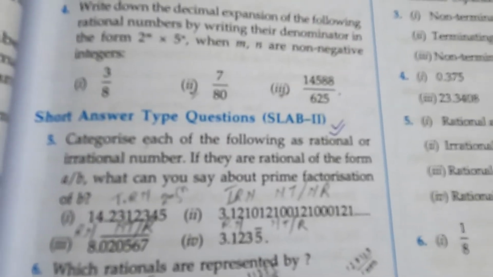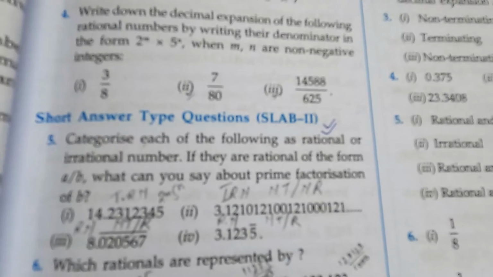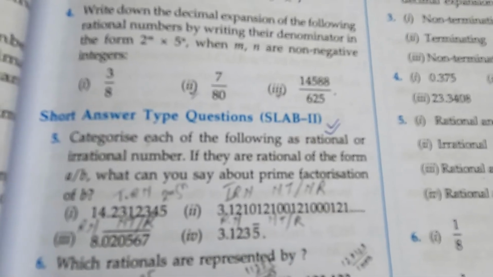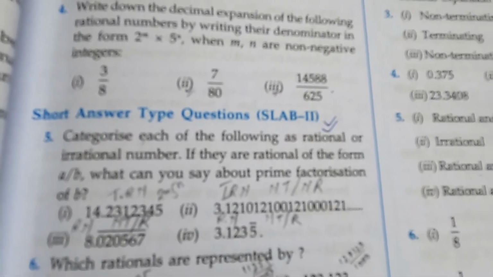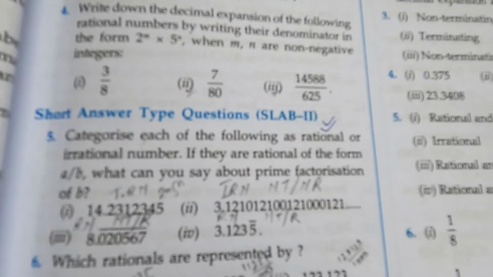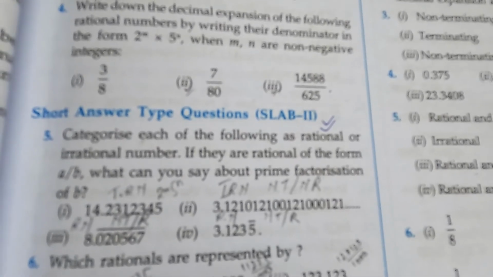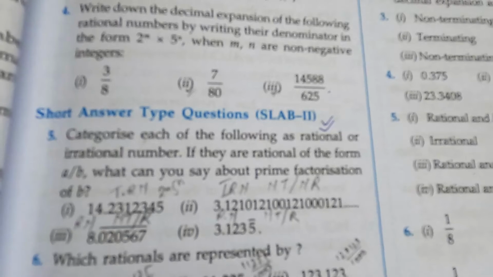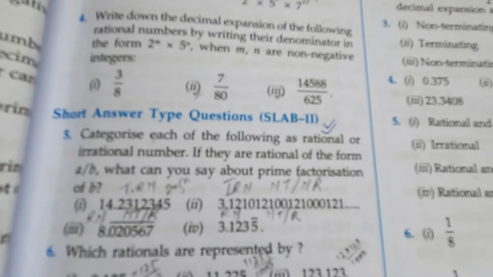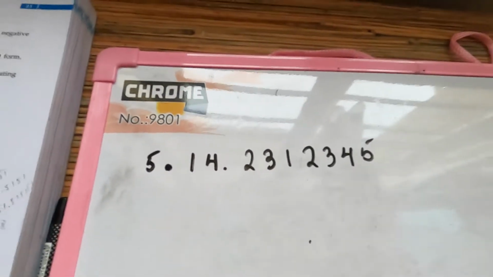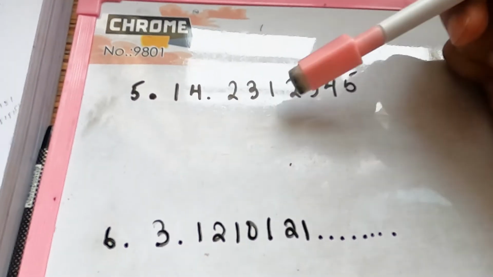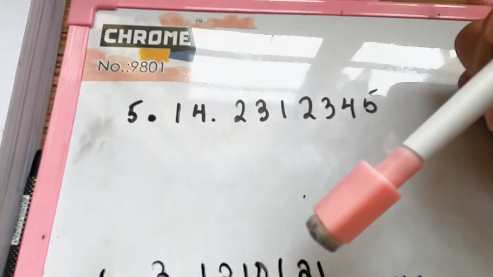Alright, so let us start with question number 5. Categorize each of the following as rational or irrational. If they are rational, of the form a by b, what can you say about the prime factorization of b? This looks very complicated, but it is the simplest of them all. So this is question number 5 and this is question number 6.